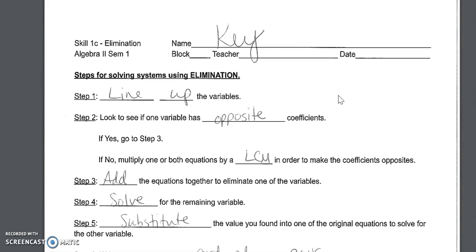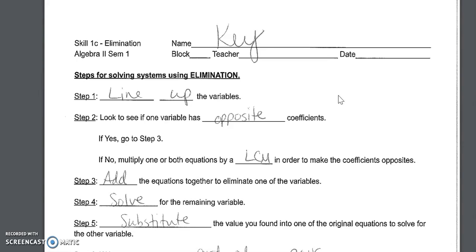Step 2, look to see if one variable has opposite coefficients. If it does, go on. If not, you multiply them to make them have opposite coefficients. So opposite coefficients would be like 5 and negative 5, 10 and negative 10, 12 and negative 12. So you need them to be opposites. You have to figure out what to multiply by, and we'll practice that.